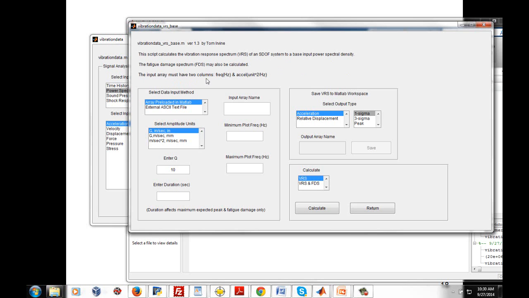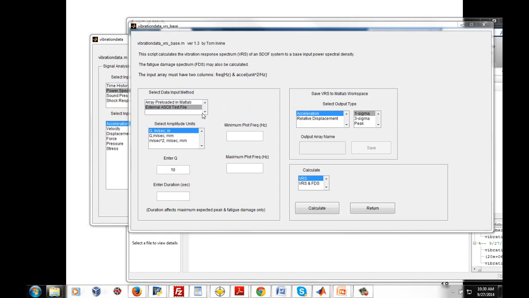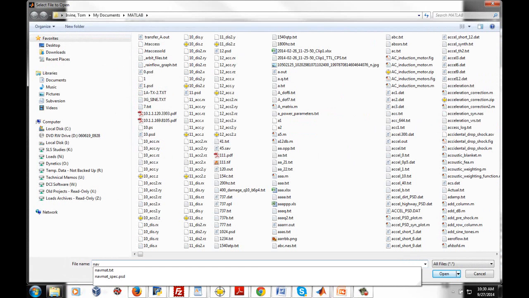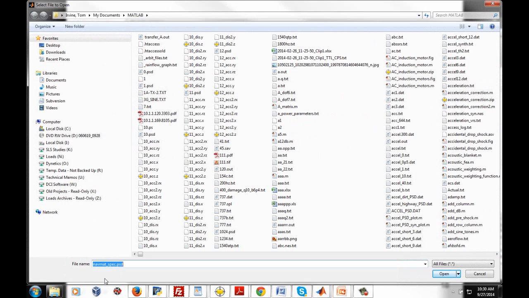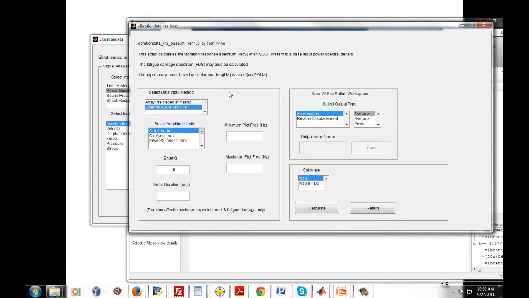The input array must have two columns, frequency in hertz, and acceleration in units square per hertz. For our case, that'll be g. So we're going to use our NavMat spec as our base input, and that does have the plateau at 0.04 g squared per hertz. We've got English units, Q is equal to 10. Duration does not affect our calculation. I'll just put in 60 seconds though. Let's plot from 10 to 2000 hertz. Calculate the VRS.